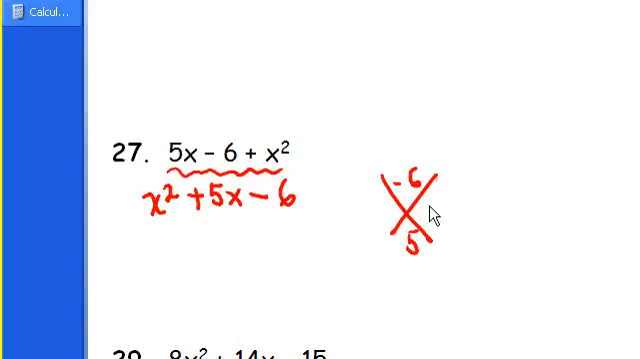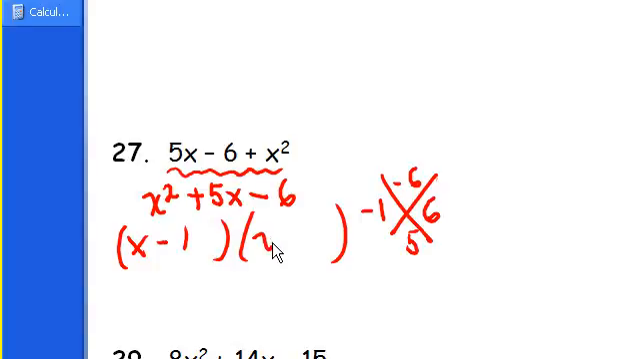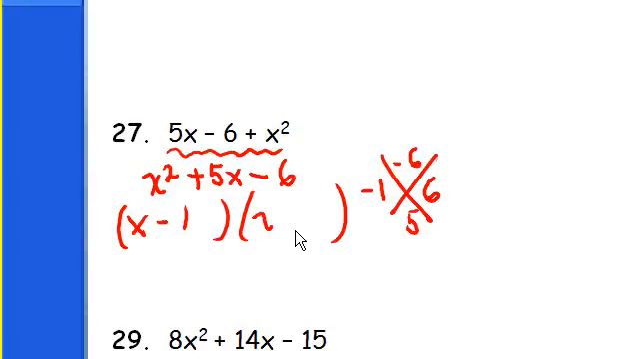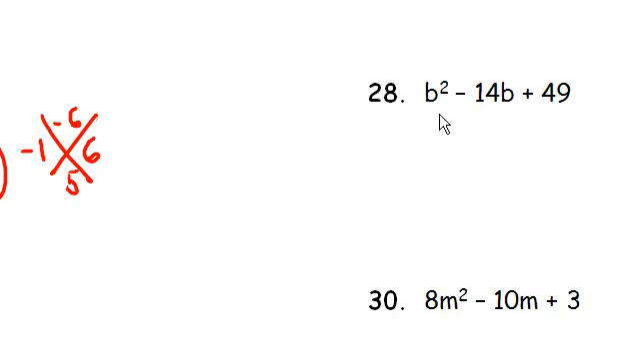Okay, two numbers that multiply to negative 6 but add to 5 are negative 1 and positive 6. So x minus 1. Wait, hold on. No, that's not going to work. Wait, what? Oh, wait, yeah. X, yeah, it will work. We're fine. X minus 1 and x plus 6 is the factorization. Okay, let's come over to 28.